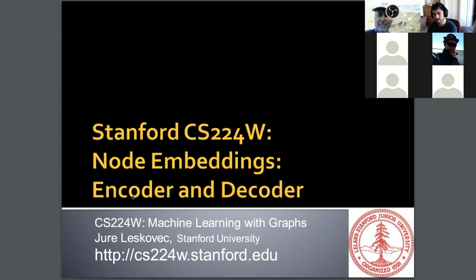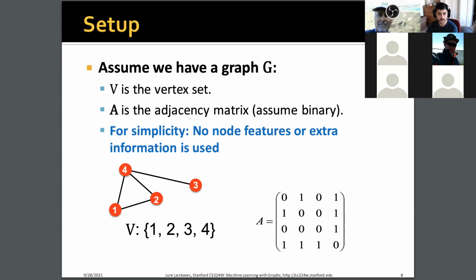So the structure that we'll be looking at is this kind of encoder-decoder setup, and we'll build this piece by piece. We've got some graph G. It's got a set of vertexes, so that's this 1, 2, 3, 4. That's all of the vertexes or nodes that we have. And then we have this adjacency matrix, and this adjacency matrix is telling us their interconnectivity, basically.